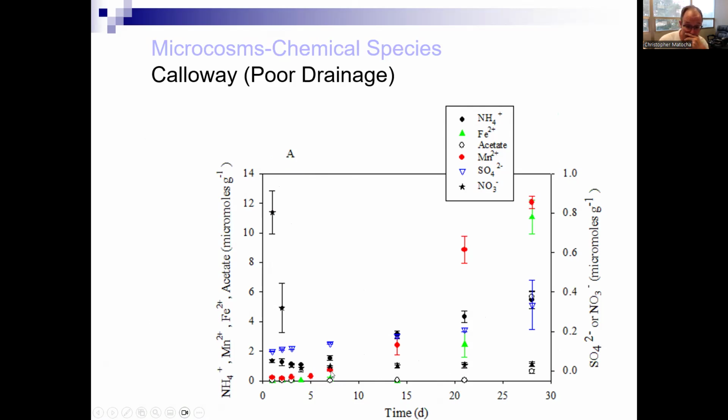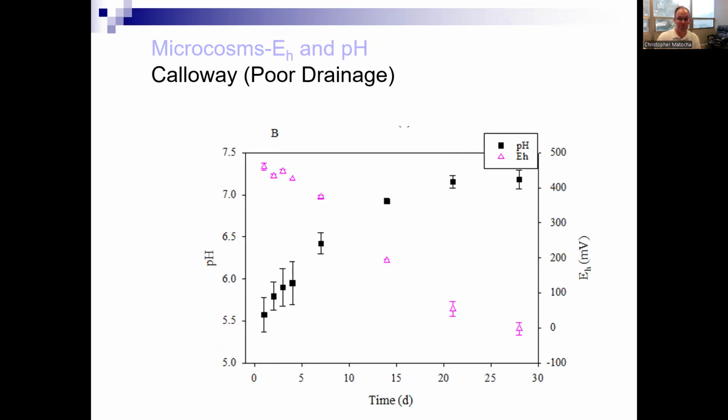Well, we see a lot of manganese kicking on here. Manganese tends to increase here in red, particularly day 5, day 7, and then following. And then iron tends to increase here as well. Okay. Now, what happens to EH and pH?